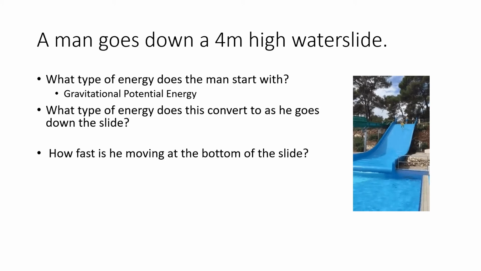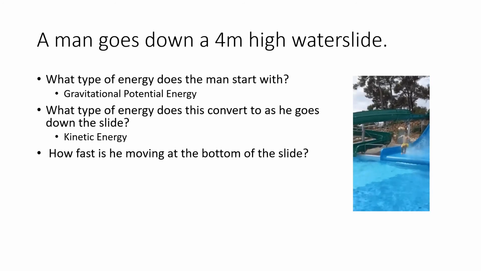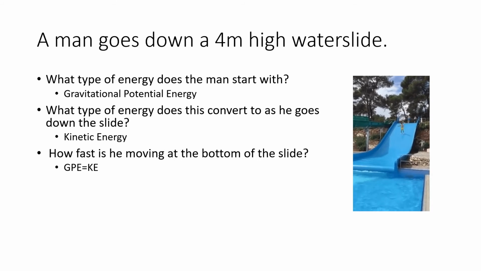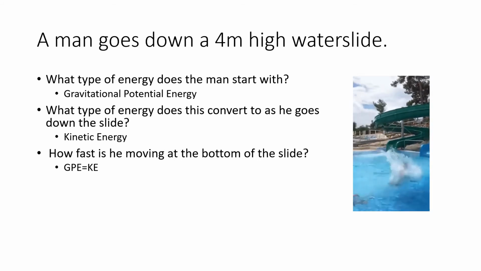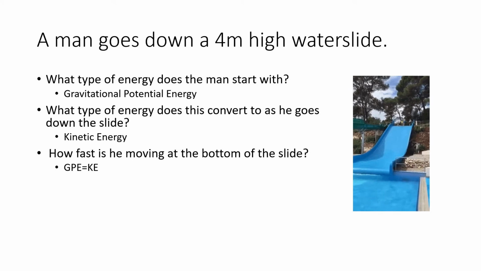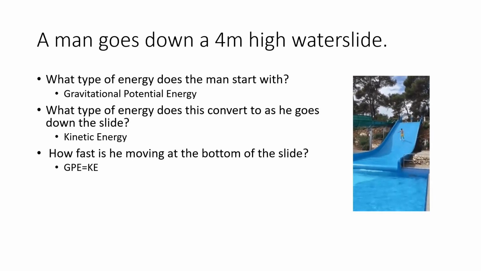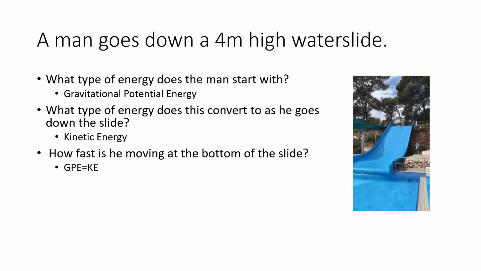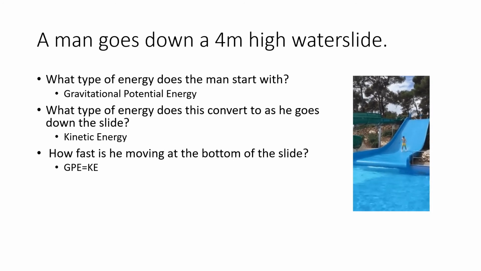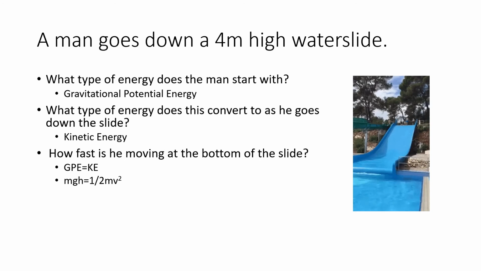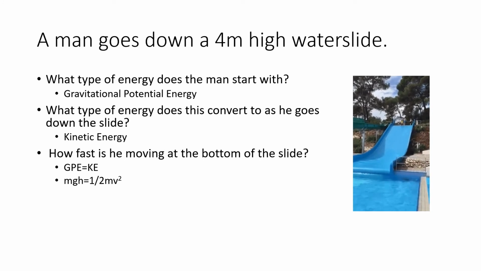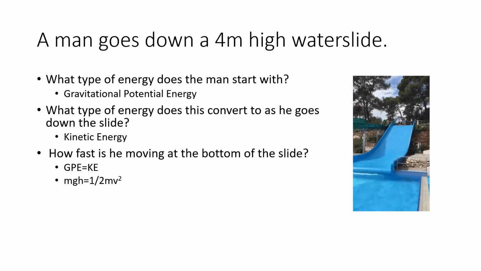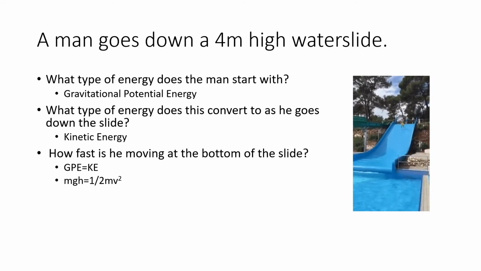So let's write our equations out. The gravitational potential energy he starts with is going to be equal to the kinetic energy that he ends with. That's because he's gone down completely. If we were halfway down, then he'd have half the amount of potential energy and half the amount of kinetic energy, right? Because energy is conserved. So let's write in our equations. The potential energy is mass times gravity times height, and kinetic energy is 1/2 mv squared.